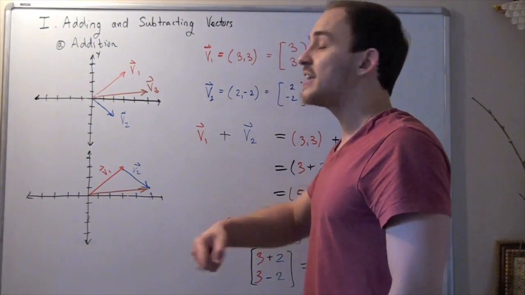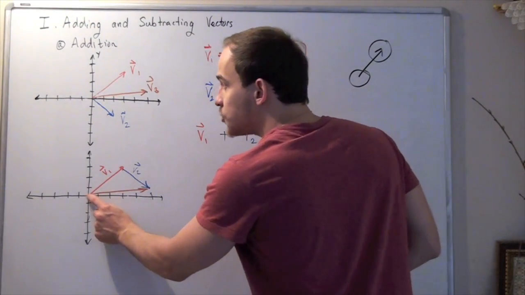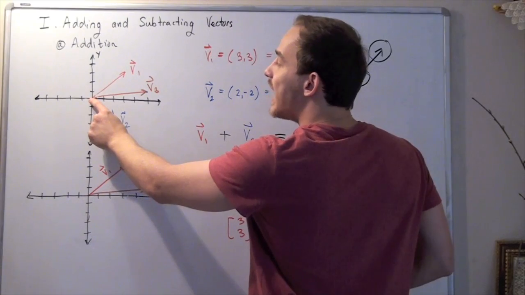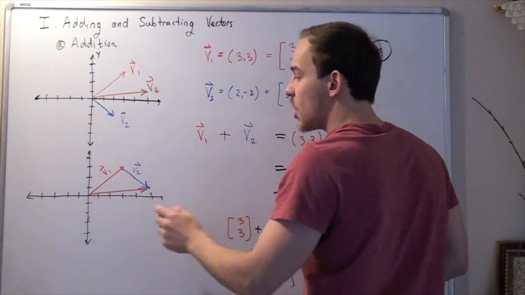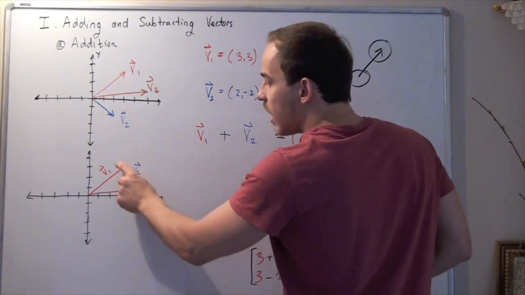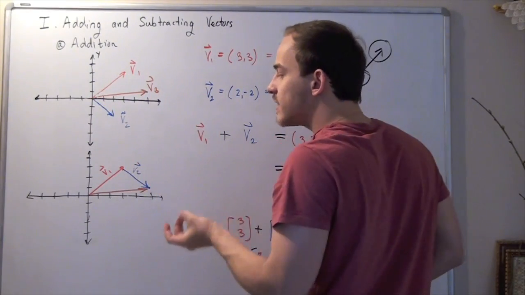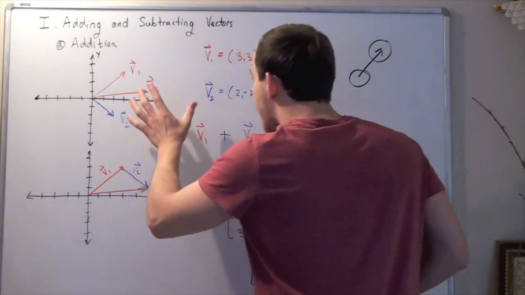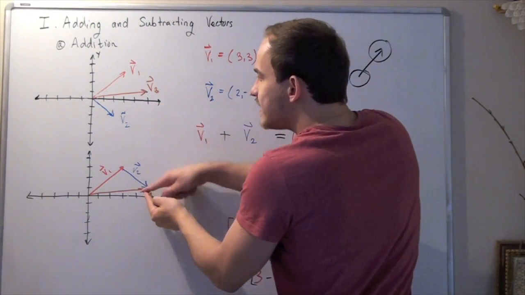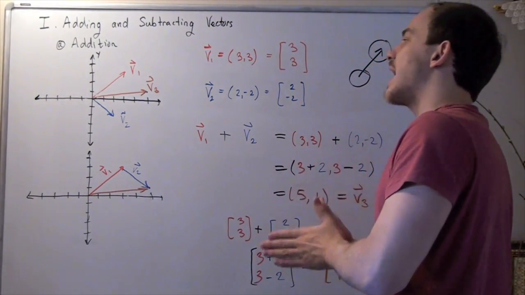And my vector that I should get after I add these guys up simply starts at the origin, at the tail of my first vector, and ends at the head of my second vector. So it begins at the tail of my red vector v1 and ends at the head of my second vector v2. So this and this guy are exactly the same. I found this guy algebraically, and I found this guy graphically. These two methods give us the same exact result.